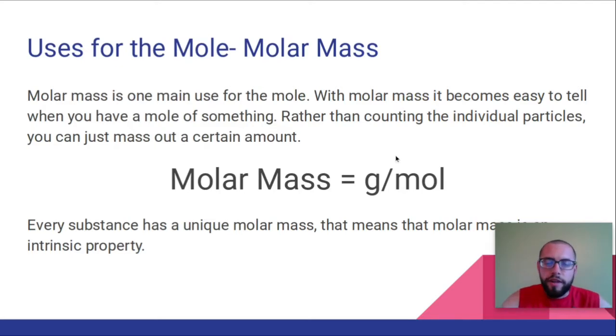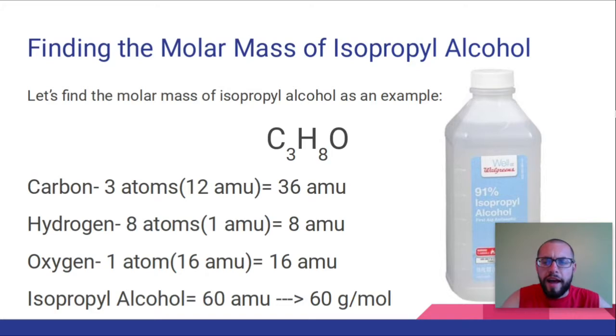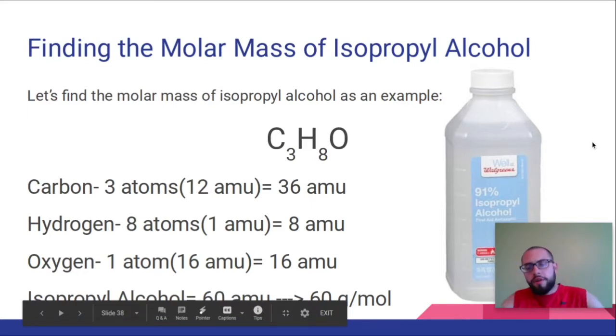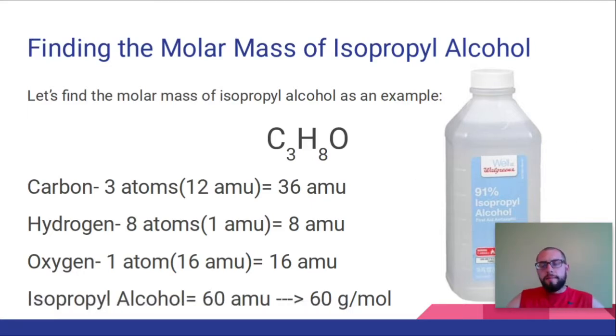I think I have an example in here. Let's take a look. Yeah. So if we wanted to find the molar mass of isopropyl alcohol, rubbing alcohol, we would do that this way. I know that the formula for rubbing alcohol, isopropyl, is C3H8O. So 3 carbons, 8 hydrogens, and 1 oxygen atom. These AMU numbers, I'm finding those from the periodic table, which has the average atomic masses of the elements. And I'm multiplying by the subscript.